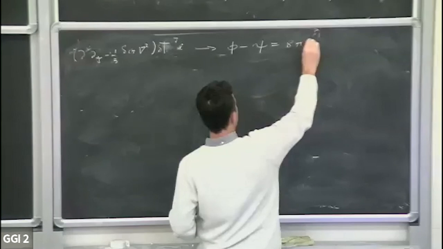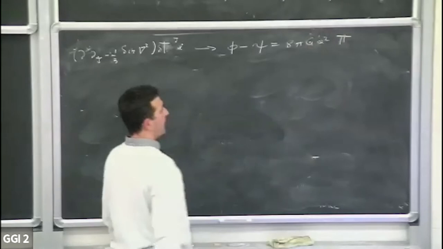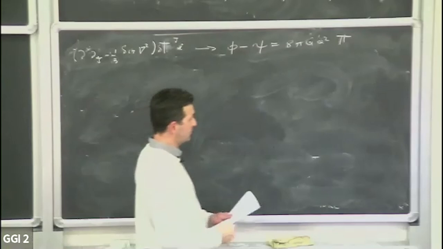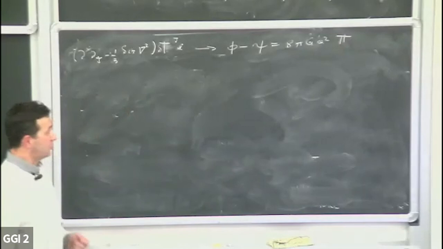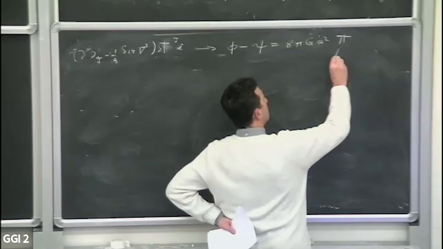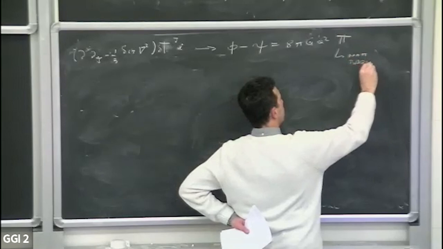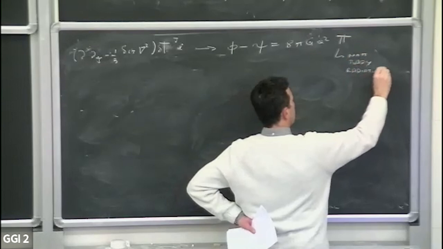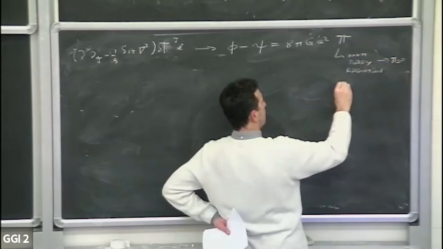a squared pi. If you remember, what is this pi? This pi is this anisotropic component of the energy momentum tensor. This quantity that I told you is non-zero only if you have neutrinos, basically. So for matter, baryons, radiation also, this quantity is pi equal to zero. And for neutrinos, pi is different from zero.